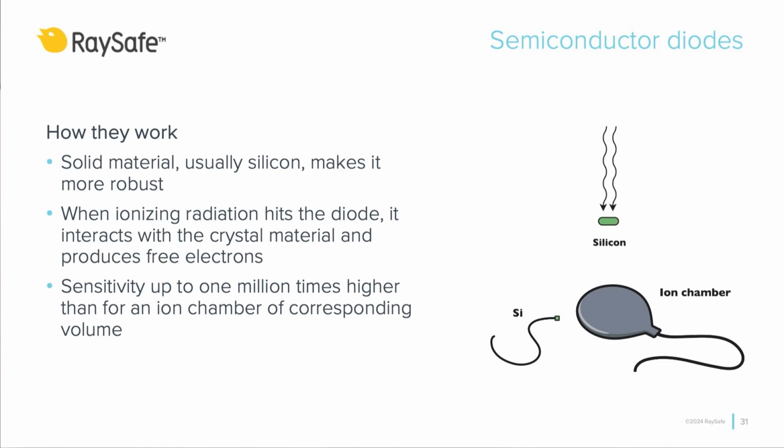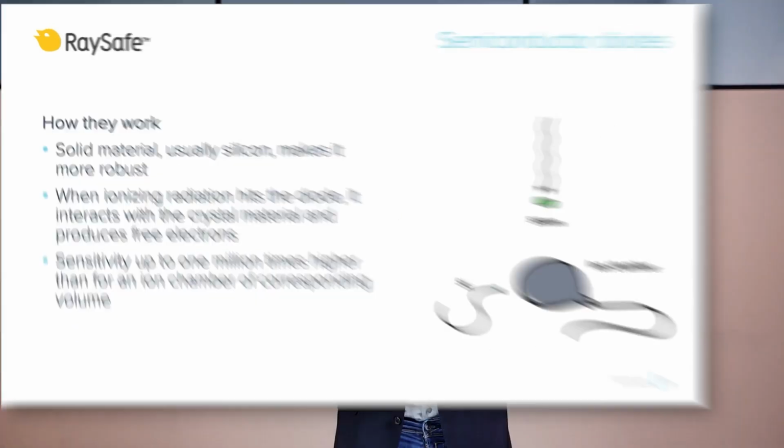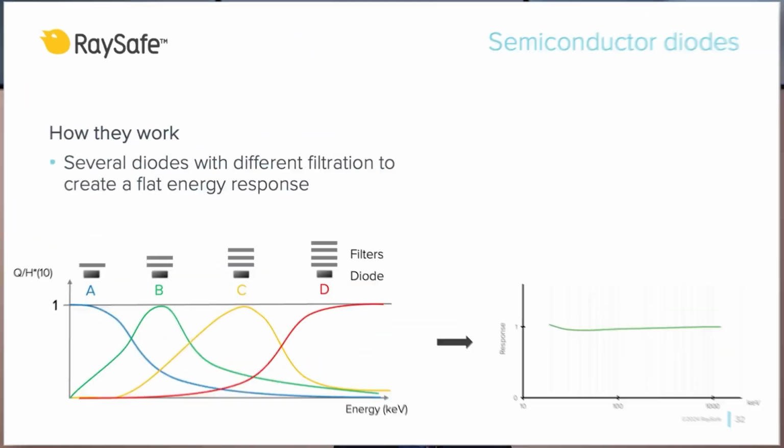Since they are made of a solid material, the sensitivity will be up to 1,000,000 times higher compared to an ion chamber because of the higher density. This makes it possible to make the measuring part much smaller compared to an ion chamber. They are also more robust.